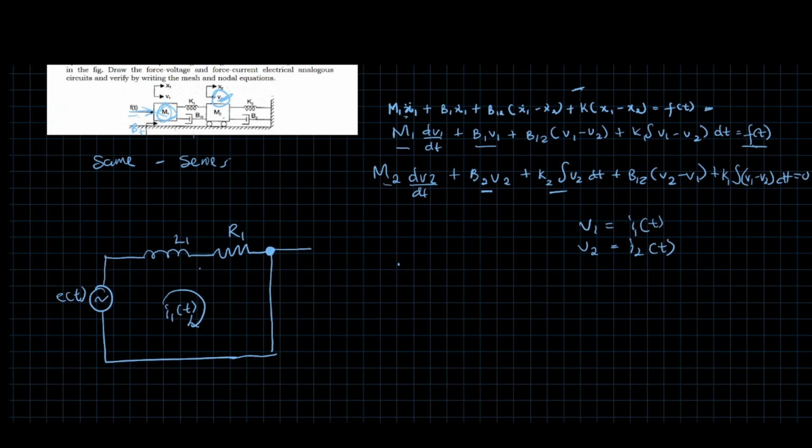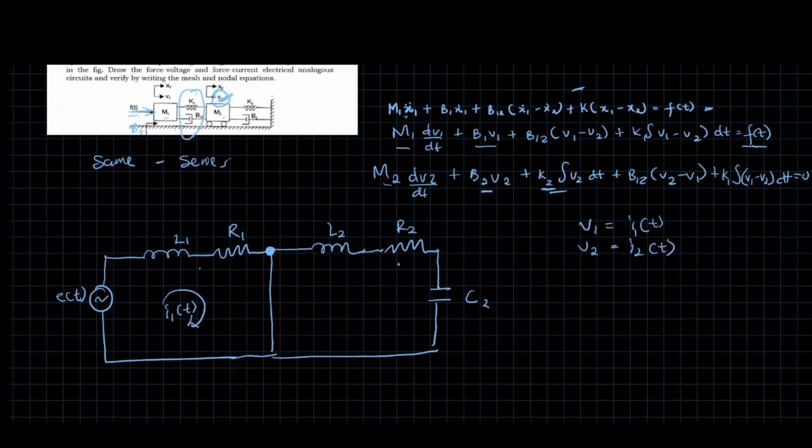So the mass M1 is going to be L2, right? The next one is B2, which is going to be a resistor, and then the last one is the spring K, which is going to become a capacitor C2.